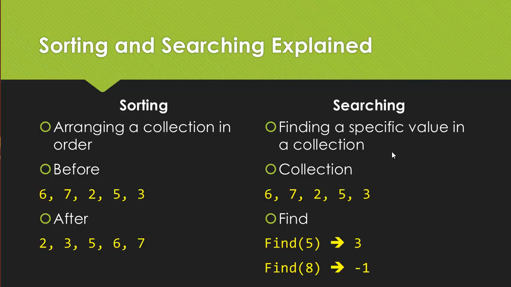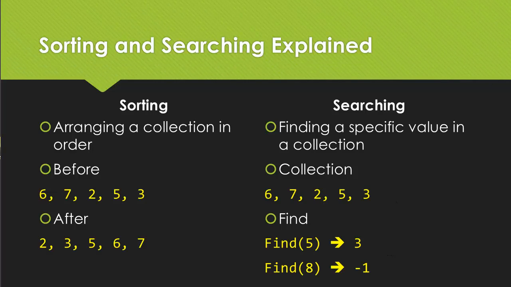Searching involves finding a specific value in a collection. For example, I have the same collection before, 6, 7, 2, 5, 3, and if I try to find the 5, it returns the position 3, 0, 1, 2, 3. So that 5 is at position 3. If I try to find an 8, because the 8 does not exist in the collection, it returns a non-existent value from the collection, like a negative value.